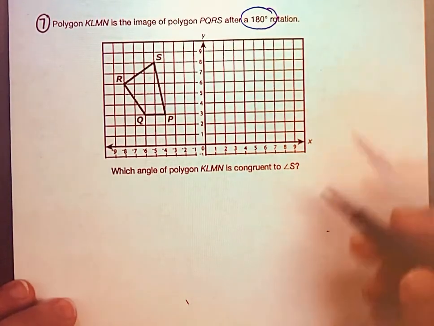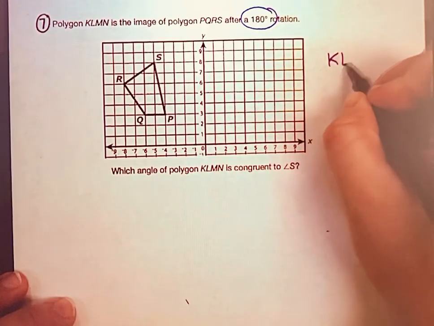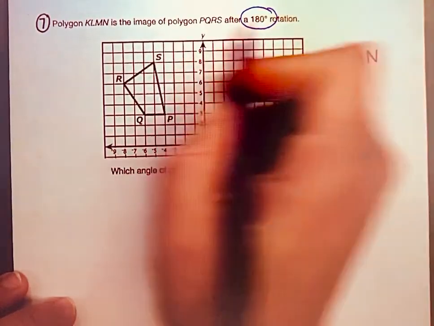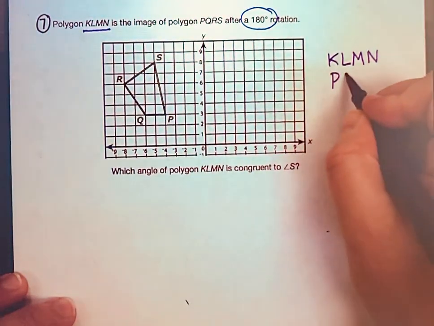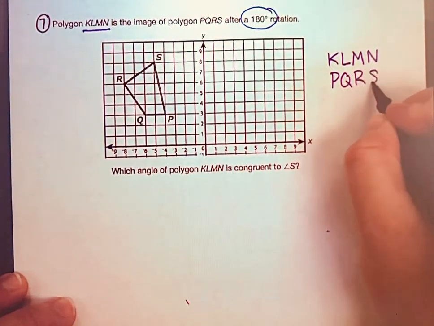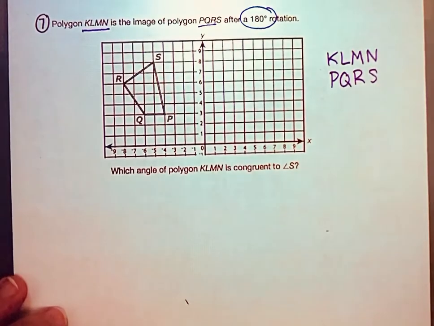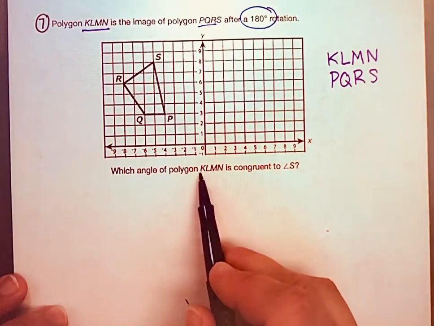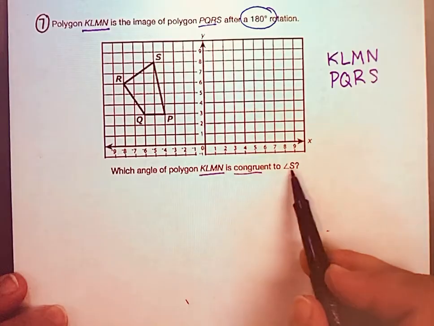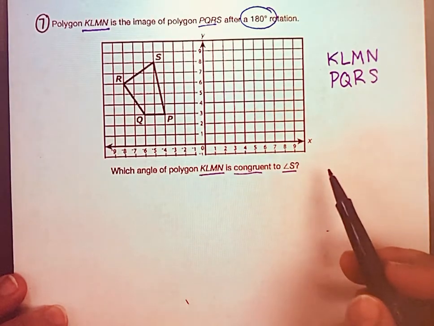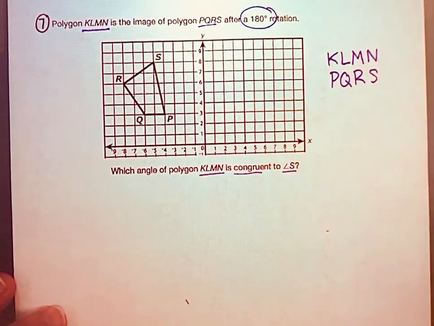So I'm going to write these letters down. KLMN is the image of polygon PQRS after a 180 degrees rotation. Which angle of polygon KLMN is congruent to angle S? And all you have to do is look at the letters. They're in that order for a reason.